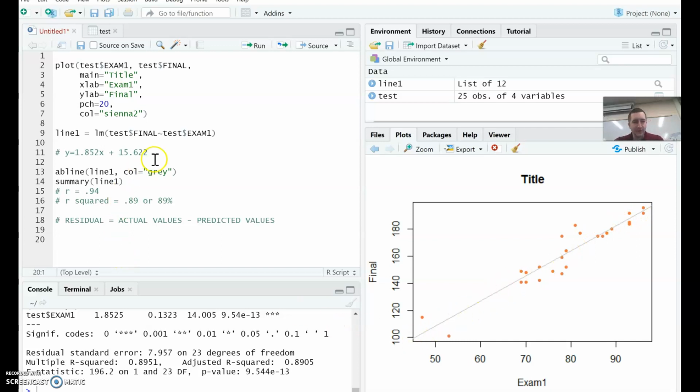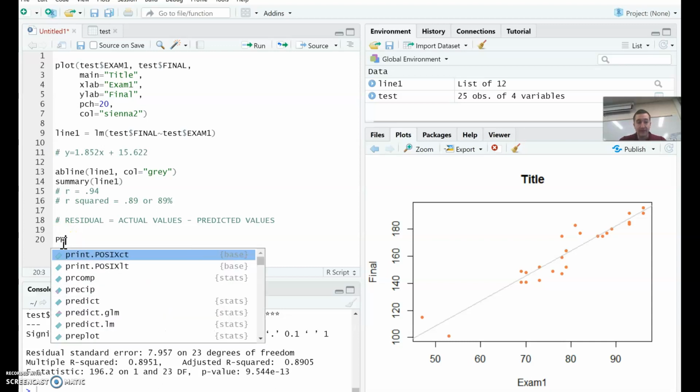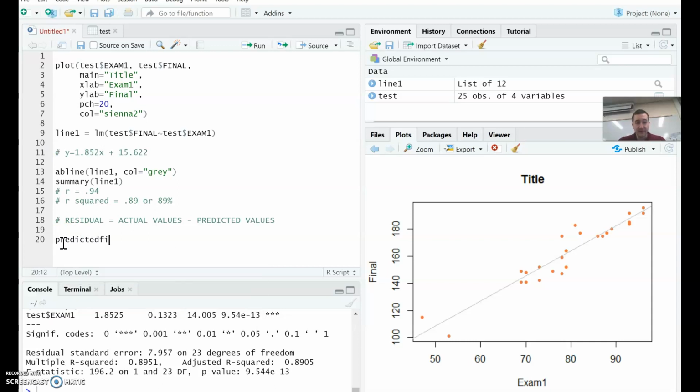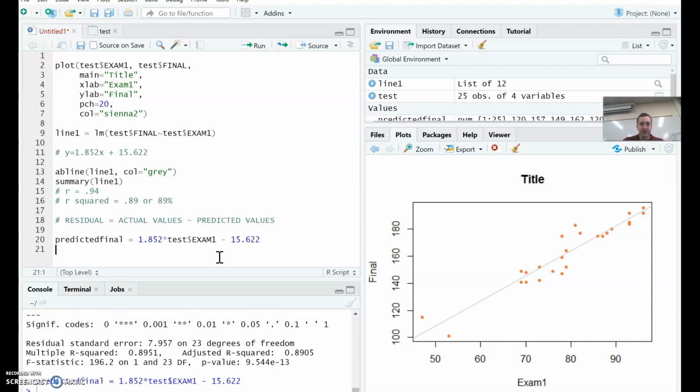And here's how we do it. We use this equation. So we are going to say that our predicted, let's do lowercase, our predicted final exam score is equal to our slope of 1.852 times, we use the asterisk in RStudio to represent times, the exam 1 score. So test$exam1 minus the y-intercept of 15.622. So let me pause there because I am going to store that.